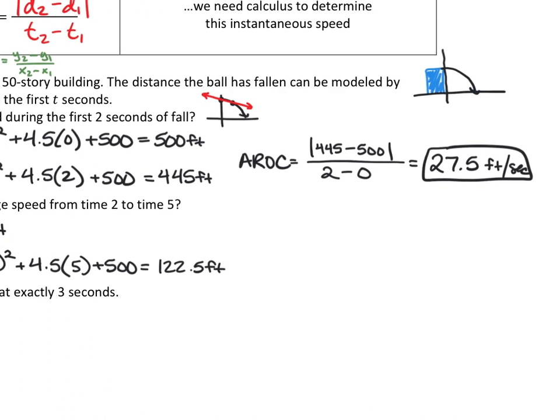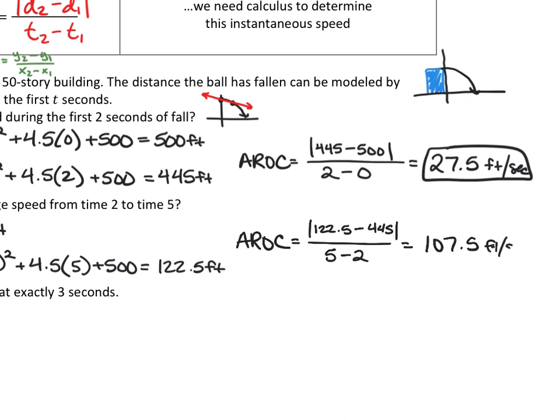Which means that if we find the average rate of change between these two, we are literally just using this fancy slope formula and doing the absolute value of 122.5 minus 445 over 5 minus 2. So we should have gotten here 107.5 feet per second. Now, there's some things I want you to notice about this so we can start verifying that this makes sense.